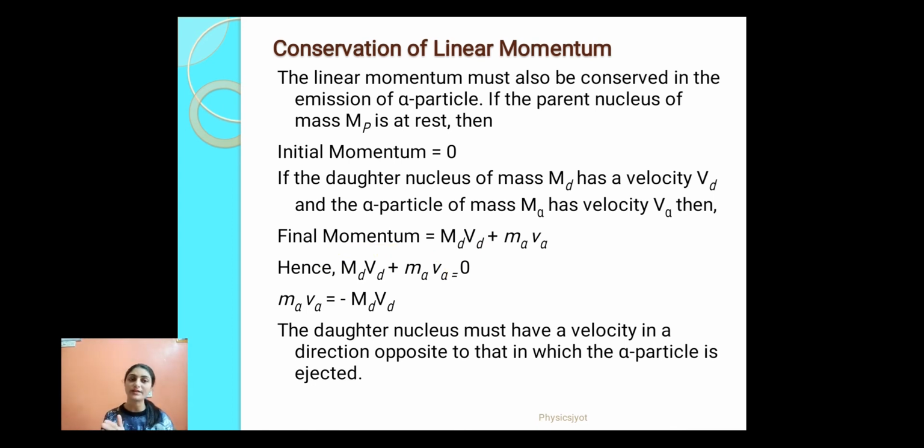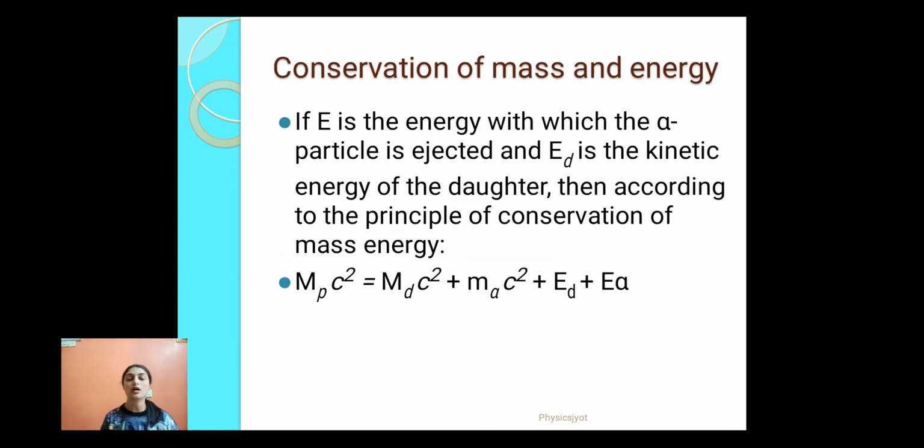We will shift one term to the RHS, we will get this: m alpha v alpha equals m d v d. What does it indicate? The daughter nucleus must have a velocity in a direction opposite to that in which the alpha particle is ejected. Third is conservation of mass and energy.